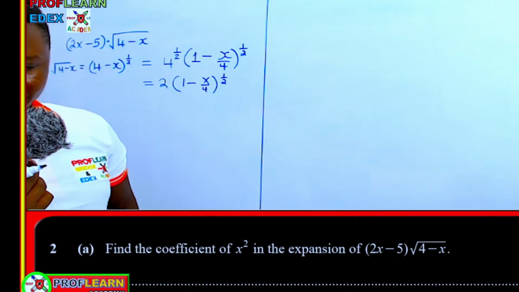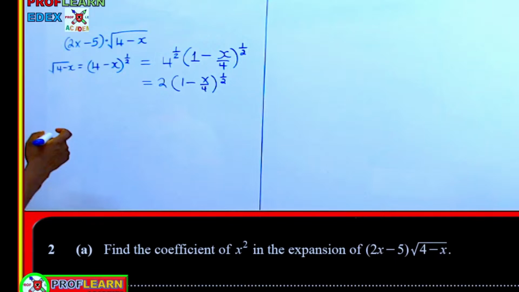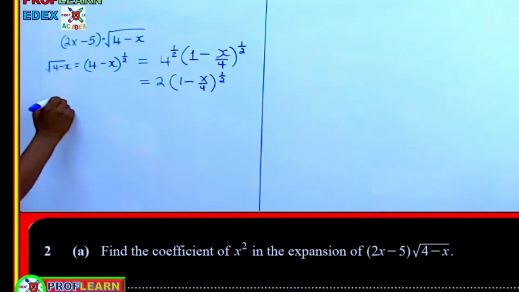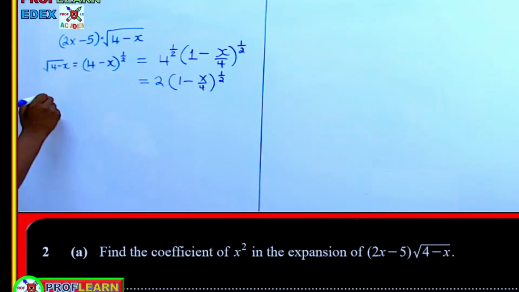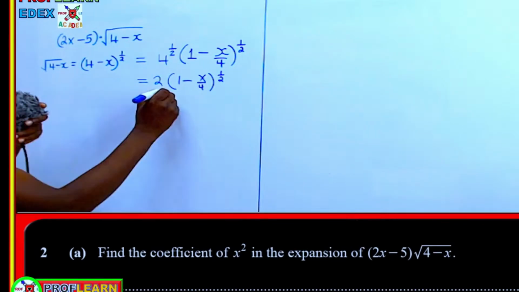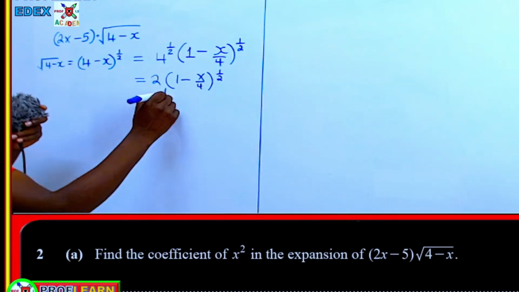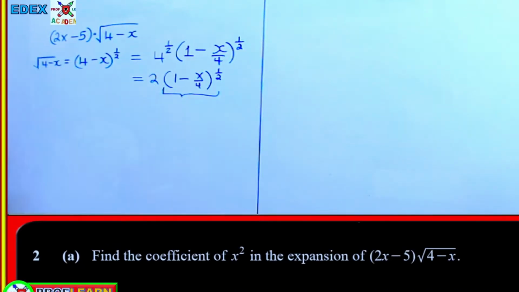So we can now conclude that this part of our equation is the part that needs our expansion. This one here is the one that needs our expansion.